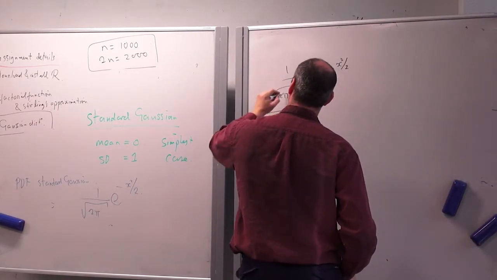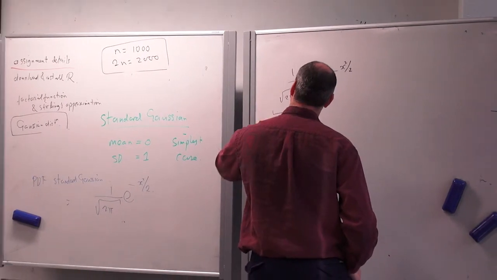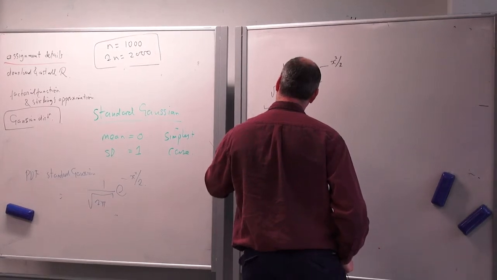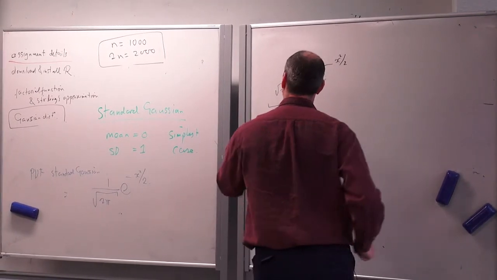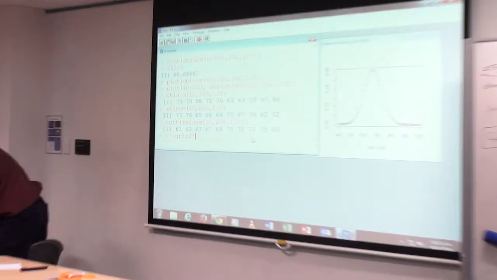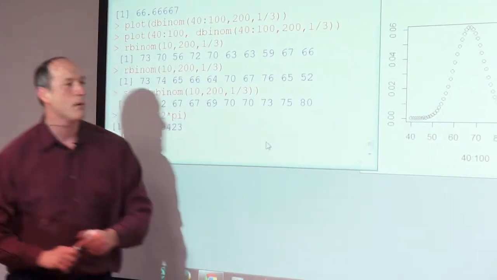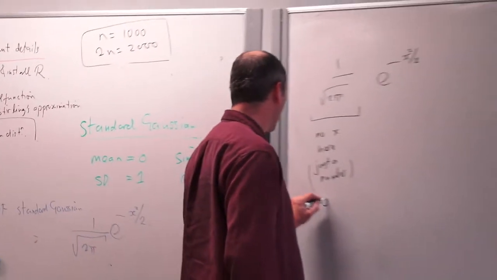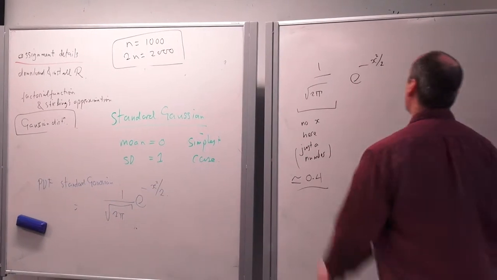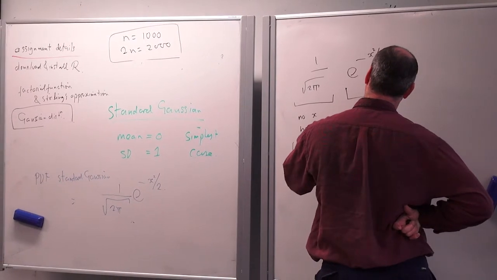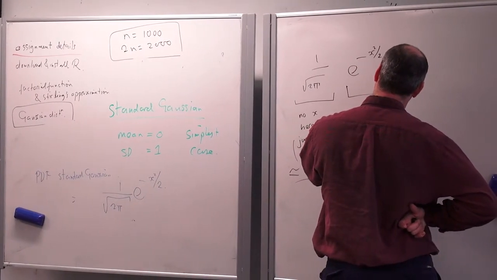This thing here has no x in it. It's just a number. We can work it out. I can use R to work it out for you. 1 over the square root of 2 times pi. 0.398, about 0.4. So that's just a number. This bit has x in it. This bit does the work.